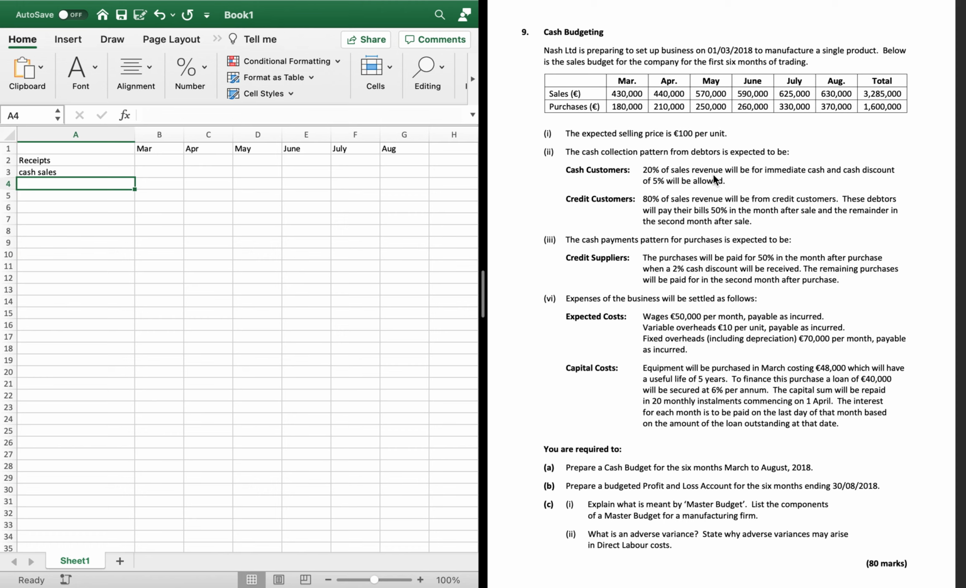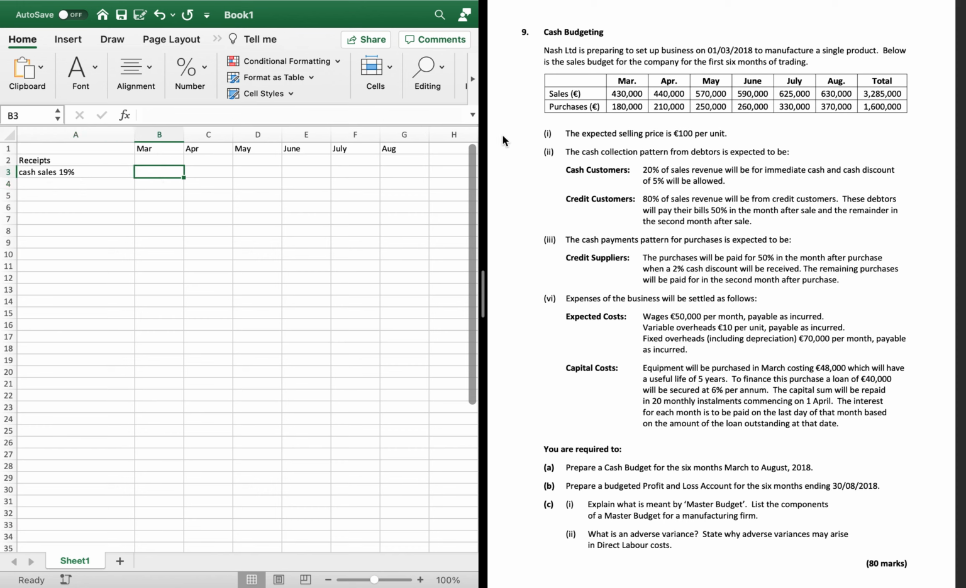20% of sales will be for immediate cash, and a cash discount of 5% will be allowed. So we're getting 5% off the 20%. So 5% of 20% is 1%. So in reality, cash sales is 19%. So I would just work that out to be 95%. So I've got 95% of 20. You get 19%. Okay, so that's my way of doing it. You could work out 20% and then find 95% of your answer on your calculator. It's the same thing. So I'm going to do that straight away.